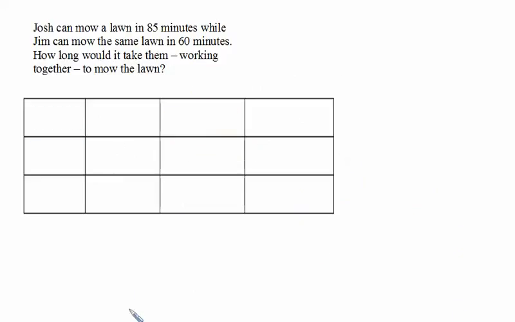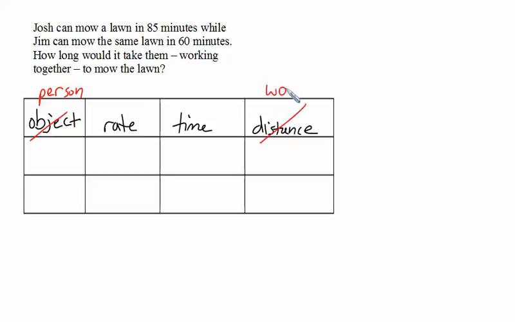Now, we approach the table the same initially, where we say object, rate, time, and distance. But we are going to change it up just a little bit. Because really, instead of an object in this case, we're talking about people. So we could title it as person. And we're really not talking about distance, we're more talking about the work. Now, I wouldn't take off if you left those titles the same as we always title it, but technically that's what we would look at. Here the people are Josh and Jim.